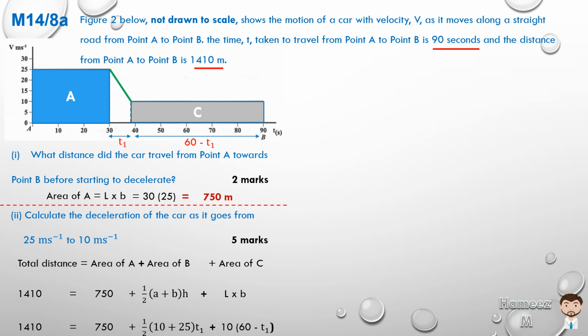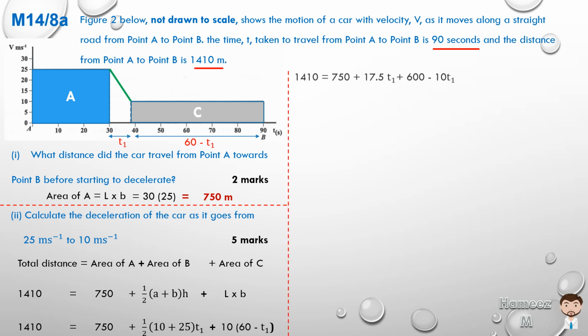And remember, the total time taken was 90 seconds, and up to the end of A was 30 seconds. So what we did was subdivide the remainder, 60 seconds, into T1, the time for deceleration, and 60 minus T1, which will be where it continued at a constant velocity. So if we notice on that line, we only have one unknown, T1, so let's solve for that.